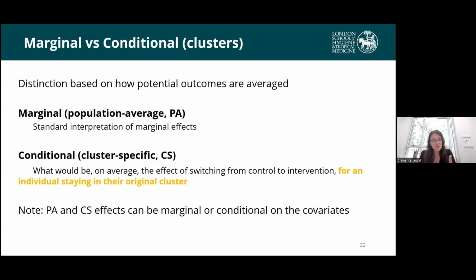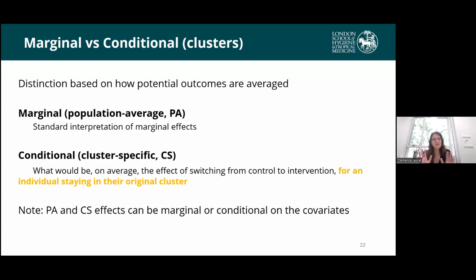Then we have what we call the cluster-specific effect, which corresponds to questions such as what would be on average the effect of switching from control to intervention for an individual staying in their original cluster. So here, cluster has a more fundamental role, and that's why it may often be useful in situations where patients cannot really change clusters. So if you randomize, let's say, hospitals, potentially patients can travel between hospitals and decide. If you randomize families, maybe you are a bit stuck in your family.